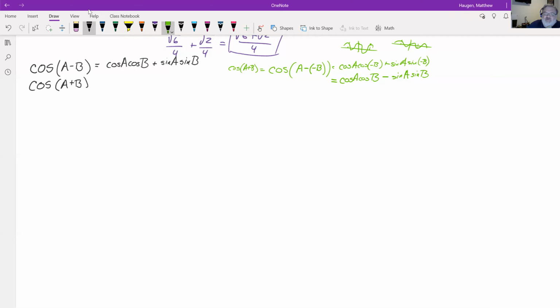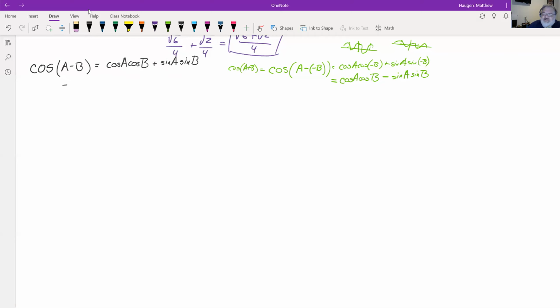So we don't need to go through an entire construction like that. Just using our even and odd identities, we get the cosine of A times the cosine of B. Again, that negative just goes away in the cosine, but the negative on the B in the sine flips the sign. So it's almost entirely the same relationship. The only thing that changed is the positive to the negative. So we get that without having to do too much more work.